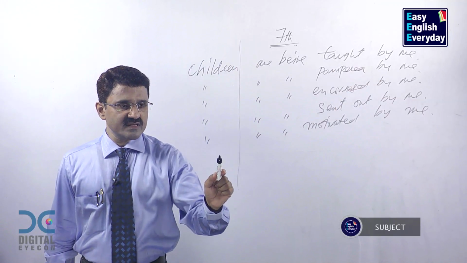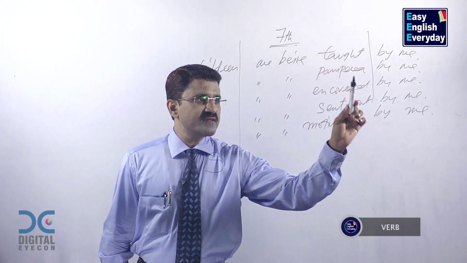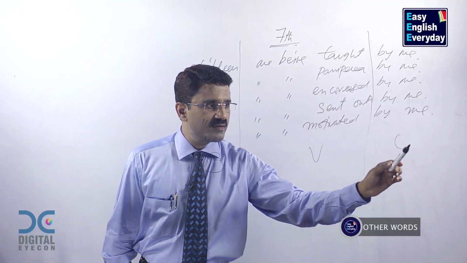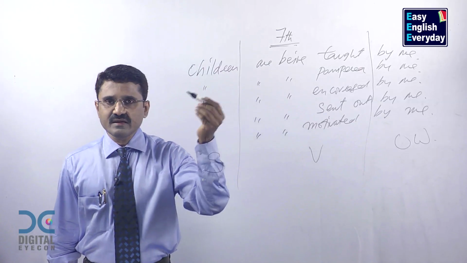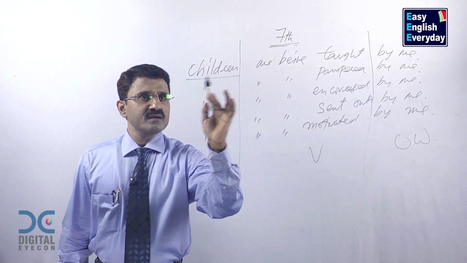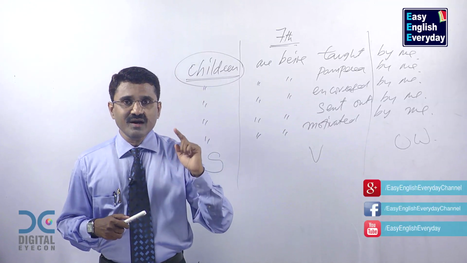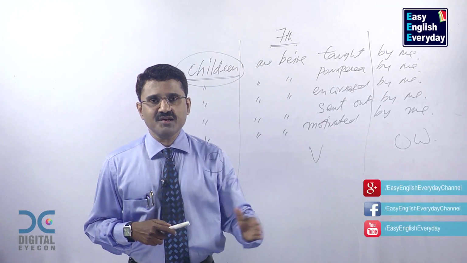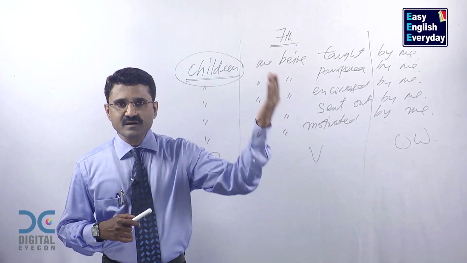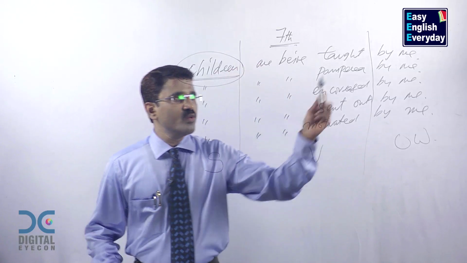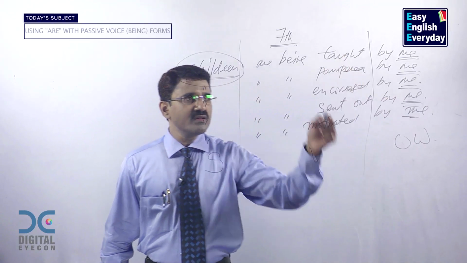This part of the sentence is called subject, and this part of the sentence is called verb. Now, here in this sentence also, just like the earlier one, the sixth one, nothing is done by children in these sentences. Children are not the doers of the action. Children are not at all doing any action here. Rather, somebody else is doing the action here. Who is that somebody else? Me. I am the doer. I am doing all these actions.